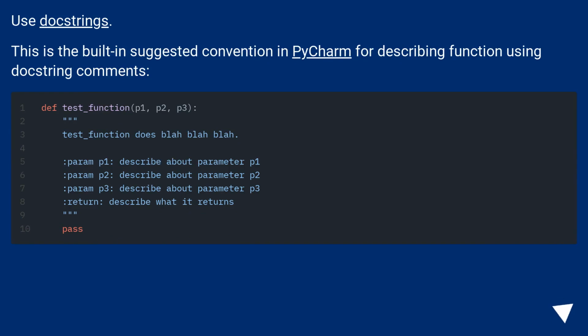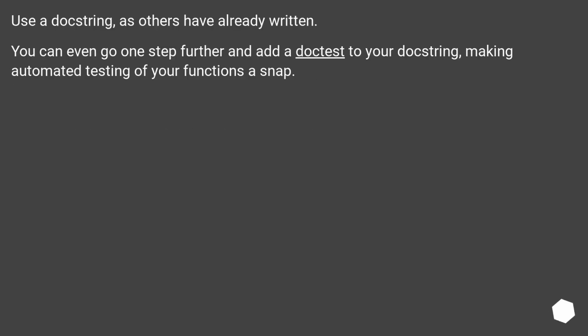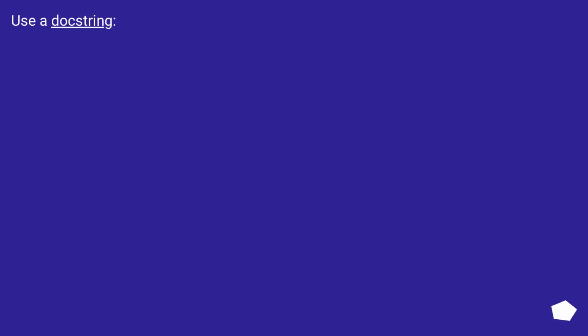Use docstrings. This is the built-in suggested convention in PyCharm for describing a function using docstring comments. Use a docstring, as others have already written. You can even go one step further and add a doctest to your docstring, making automated testing of your functions a snap. Use a docstring.